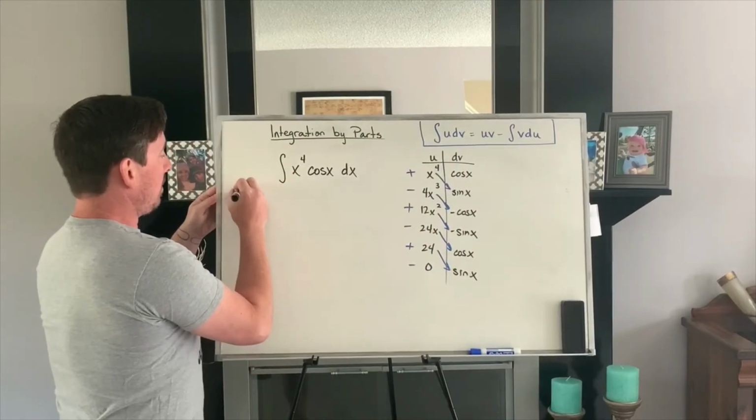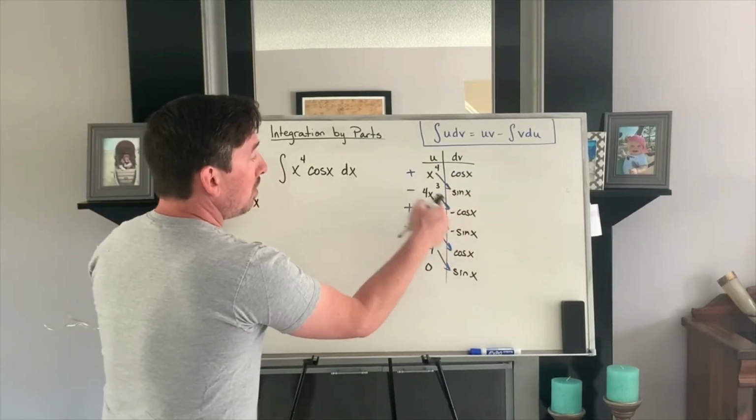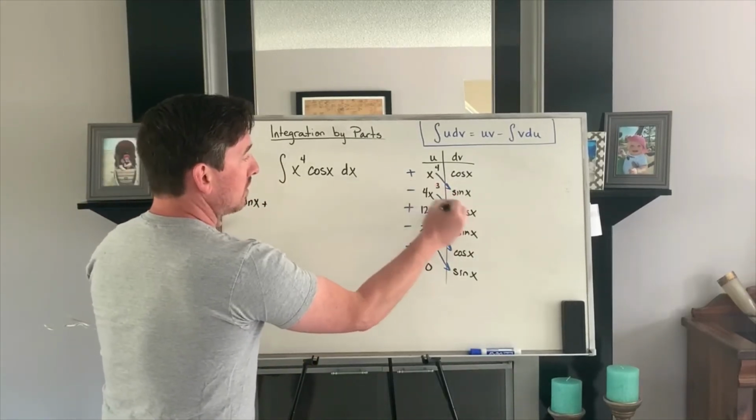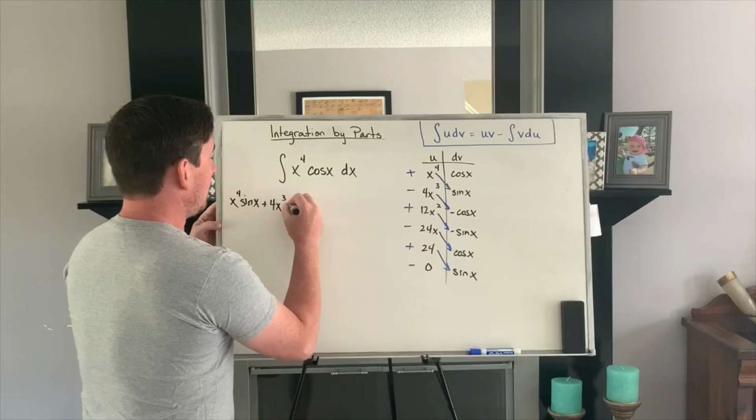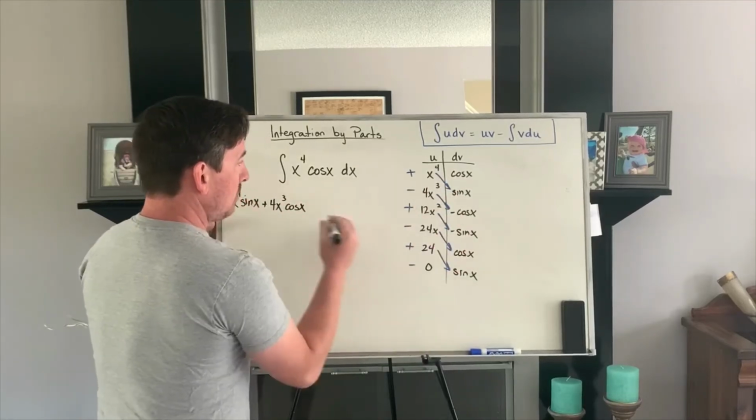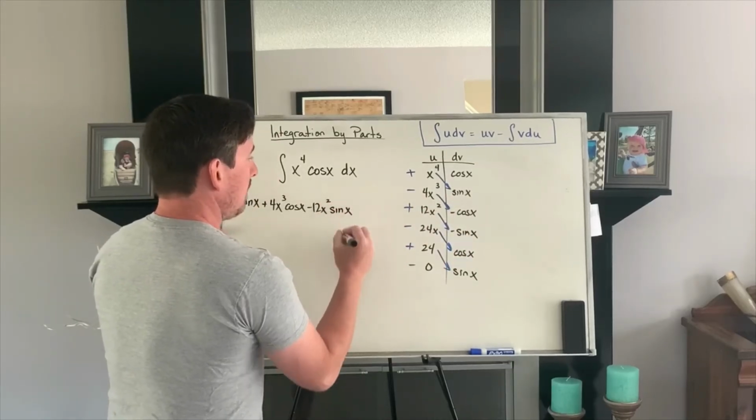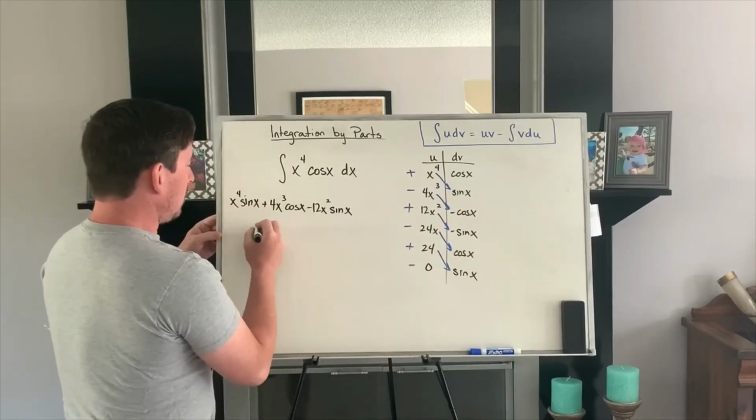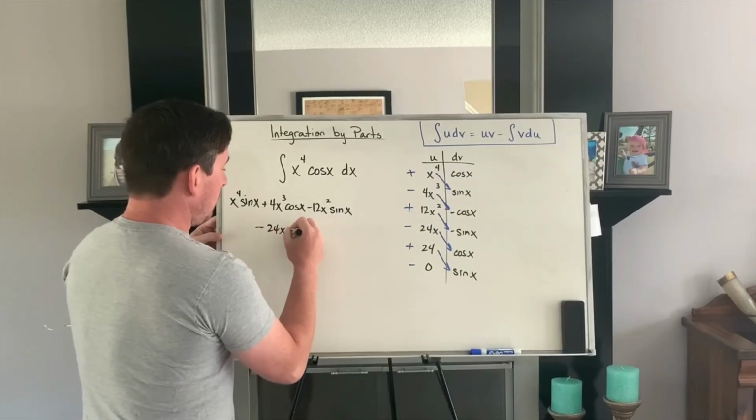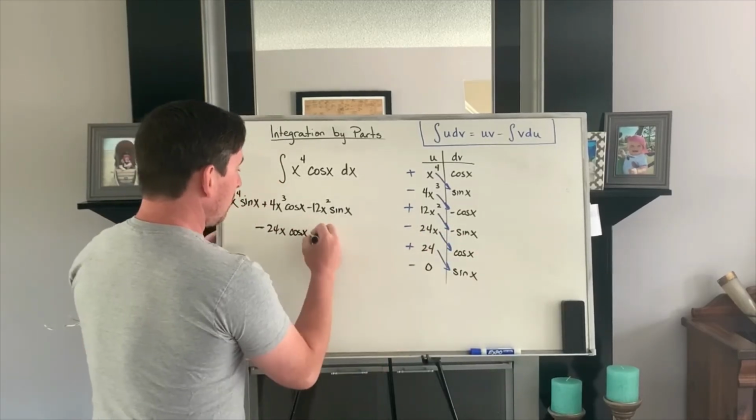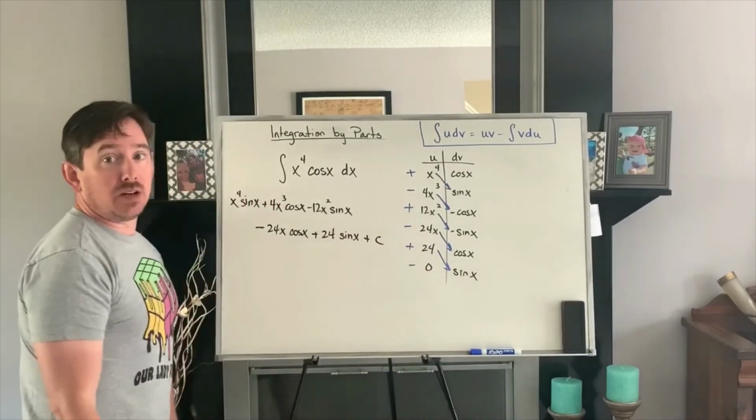And we have x to the fourth sine x, plus, because these are both negative, so it's going to be plus 4x cubed cosine x, minus 12x squared sine x, minus, I'm going to have to go to another line here, sorry, minus 24x cosine x, and plus 24 sine x, and then just chuck a plus c at the end there and you're done.